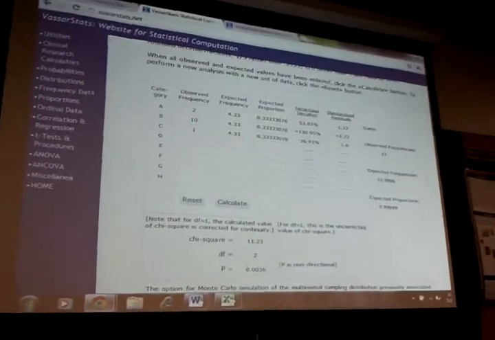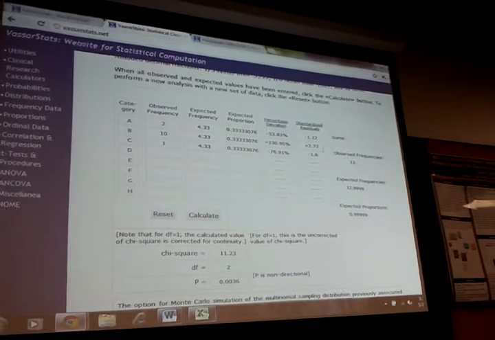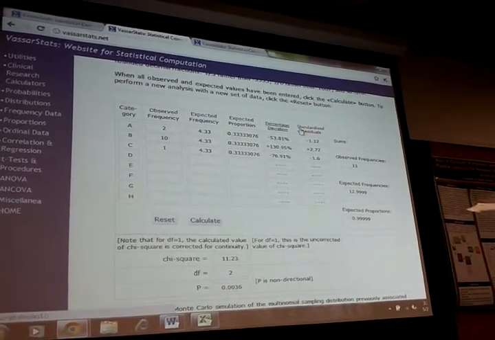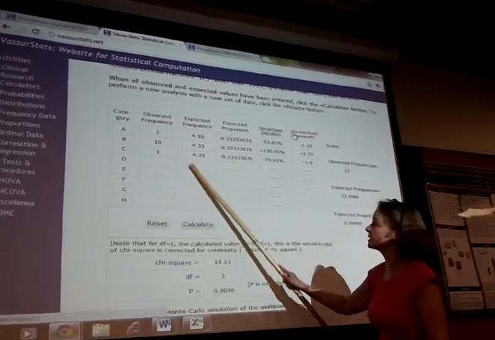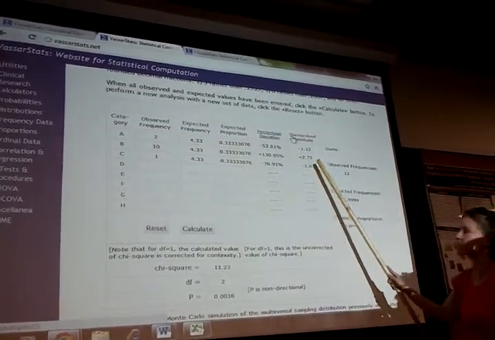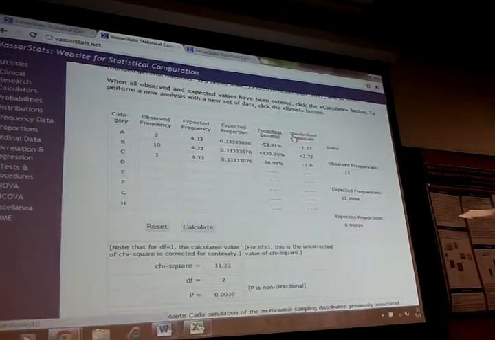Can you go back to the page? What's this stuff on the right? On the expected? This right here. Yes, did we type that in? No. So all you type in is this right here, and then this is just extra junk that it gives you that we don't care about for this part.